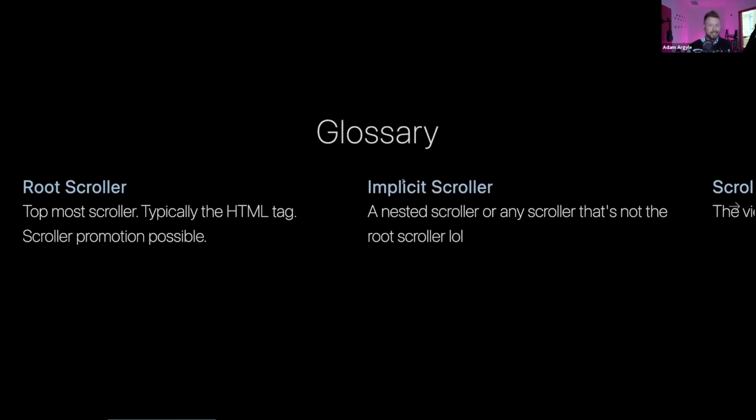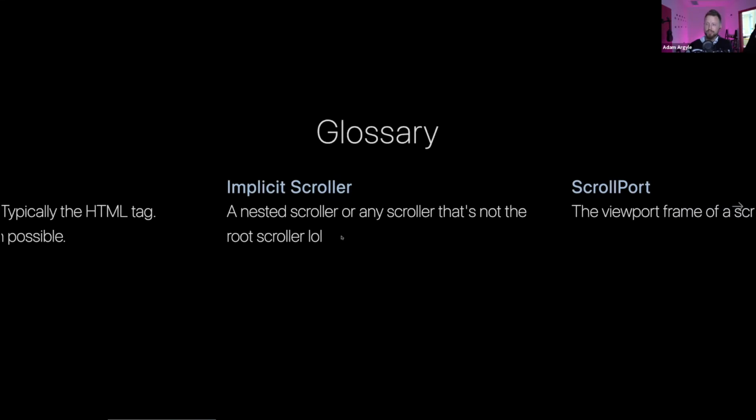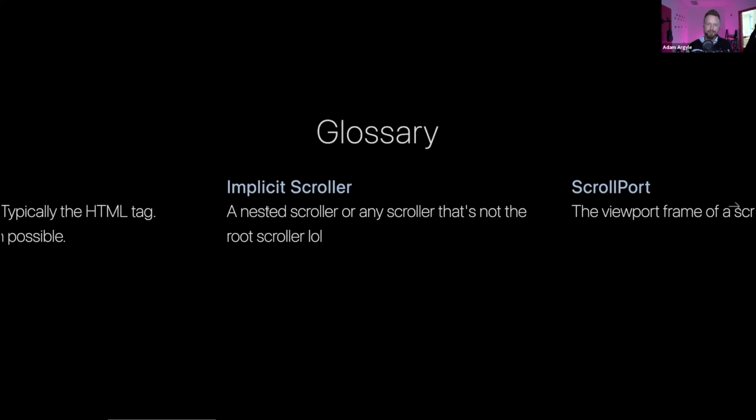So let's talk about implicit scrollers. This is a nested scroller or any scroller that's not the root scroller. Lol. I laugh because I don't like it when you have to define something by what it's not. You're like, just tell me what it is. Well, what it is is what it isn't, and you're like, well, that's not that helpful. But really, that is the easiest way to think about it: you only have one root scroller, but you can have many implicit scrollers.